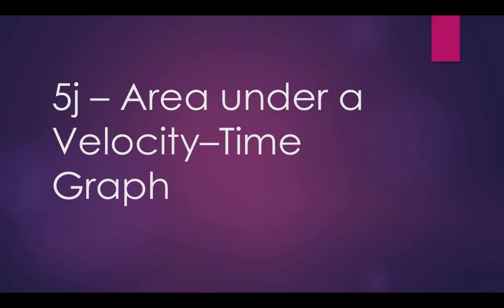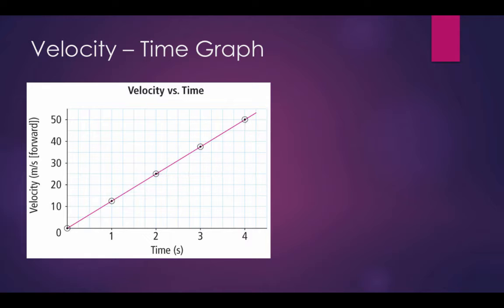Lesson 5J, the area underneath a velocity time graph. This velocity time graph shows a straight line. Remember, a straight line on a velocity time graph means an object is traveling with uniform acceleration. The slope of the line results in its acceleration.